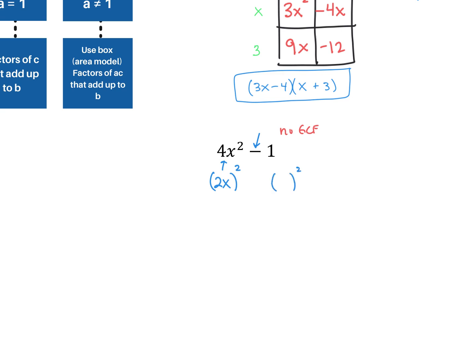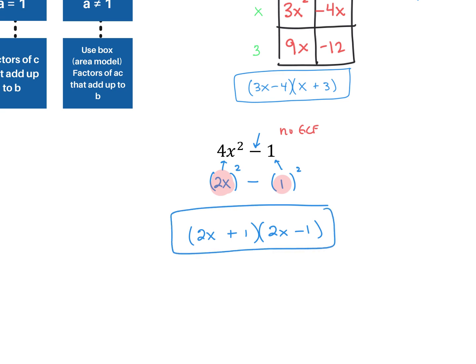Are we squaring anything to get that 1? Well, yeah, 1 times 1 is 1. And we're finding the difference. So this is the difference of squares. So when we do this difference of squares, when we put it into factored form, this 2x and this 1, that's what we use in our binomial factors. One factor will have a 2x plus 1, the other one will have a 2x minus 1. It's always 1 plus and 1 minus when we factor difference of squares.